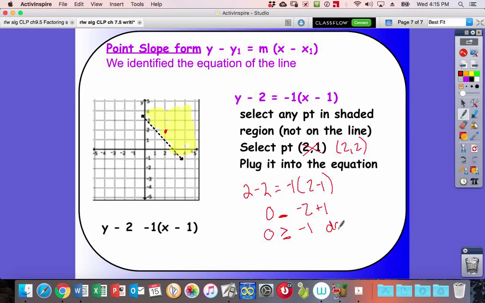It's also a dashed line, so I know it's going to be just a greater than sign. When I come over here, I write the equation of the line. There we go, it's greater than.